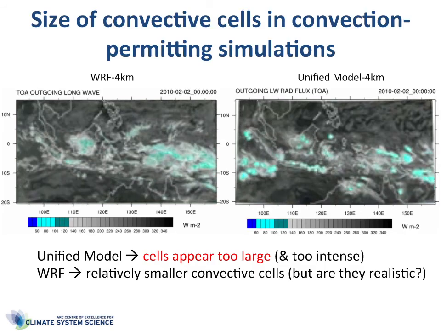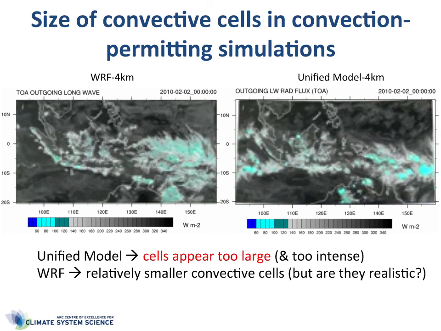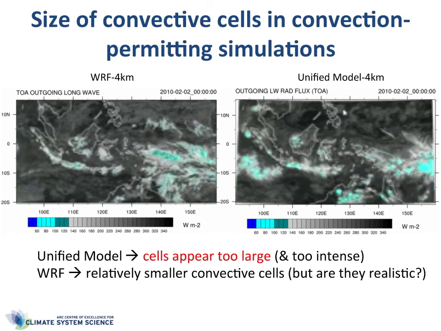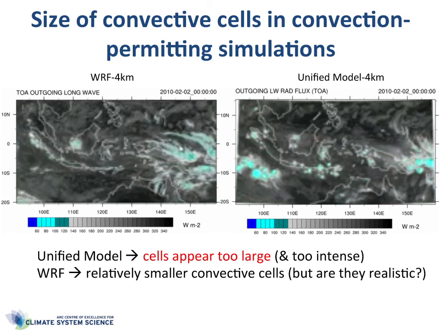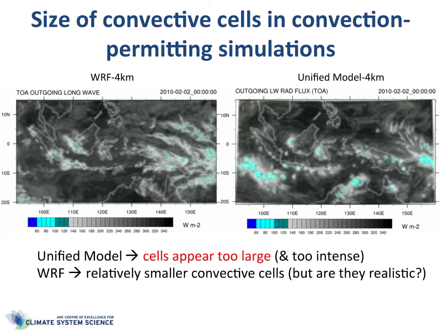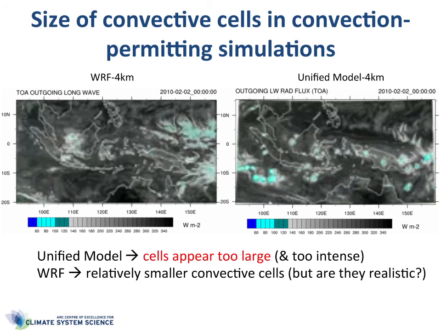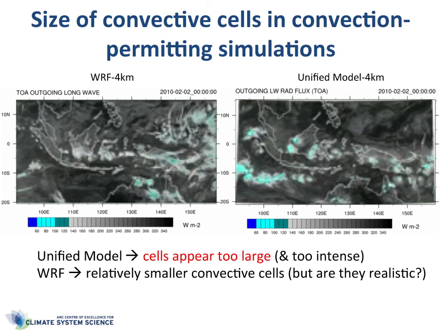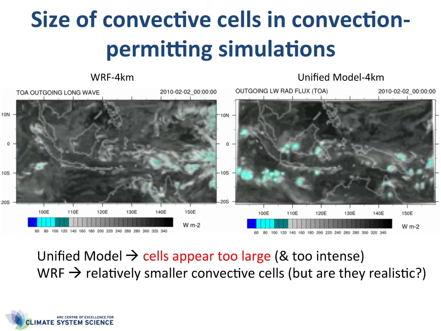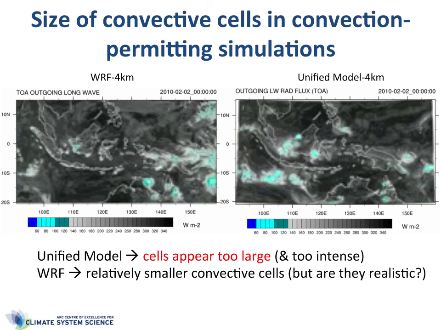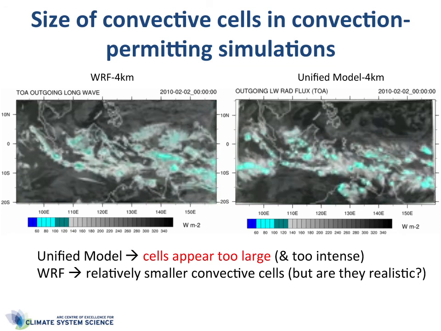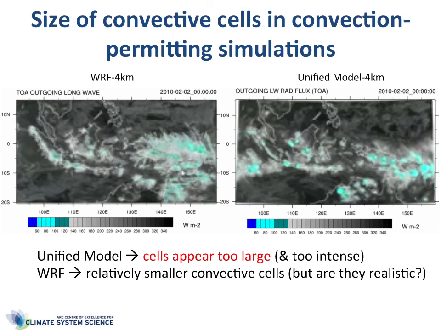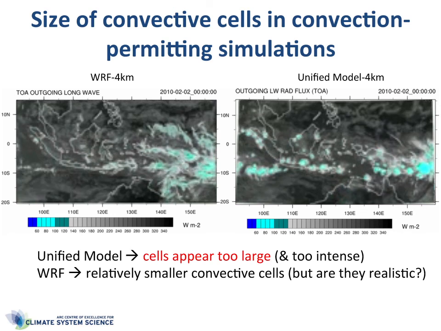Just to show you differences between models, what I'm showing is the top of the atmosphere outgoing longwave radiation, so basically looking at OLR. And you've got the Unified Model at 4 kilometers, and WRF running at 4 kilometers. Basically, the Unified Model shows convection appearing to be too intense. You've got these large blobs of really cold temperatures. I've just color-coded them to highlight these cold cloud top features. And you've got these large blobs appearing compared to WRF, which seems to do a much more reasonable job.